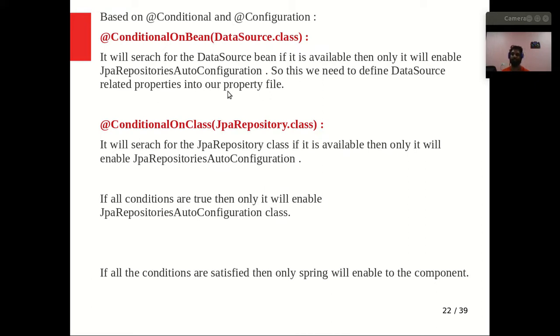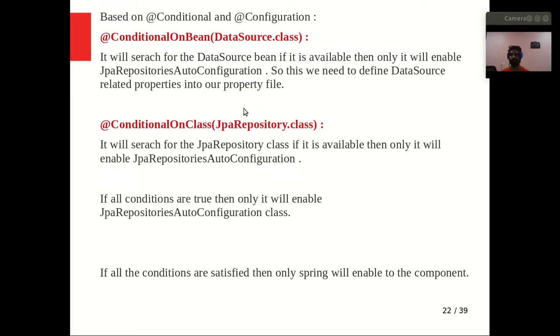In the same way, there is another annotation, @ConditionalOnClass. And here we are writing JpaRepository.class, right? So it will search for the JpaRepository class. If it is available, then only it will enable the JPA repository auto configuration. So these are the two examples I have given. There are n number of @ConditionalOnClass annotations defined inside the spring.factories file.